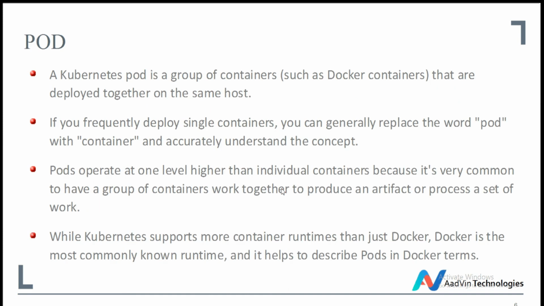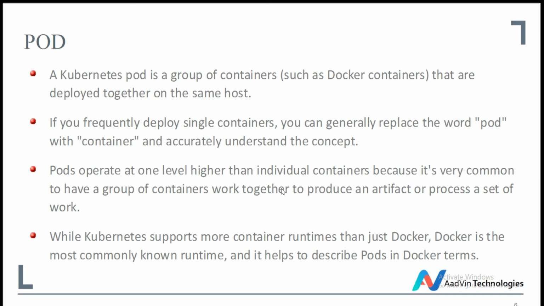Next is pod. A Kubernetes pod is a group of containers. So inside a pod we have different containers. For example, Docker containers that are deployed together on the same host. So we have different Docker containers inside a single pod. If you frequently deploy single containers, you can generally replace the word pod with container and accurately understand the concept. So if you want only one container to be deployed, you can use the word container rather than pod. What is a container? Using a container, we can run our applications on the server.